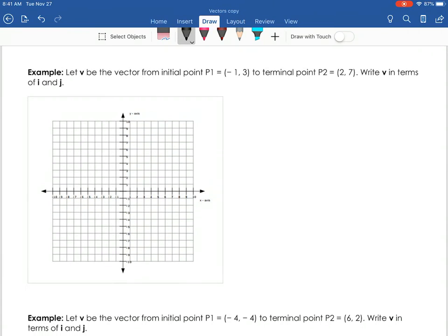It says, let v be the vector from the initial point (-1, 3) to the terminal point (2, 7), and we're going to write v in terms of i and j. So if I have point 1, where it starts at (-1, 3), so right here, it starts there, and then it goes to (2, 7).